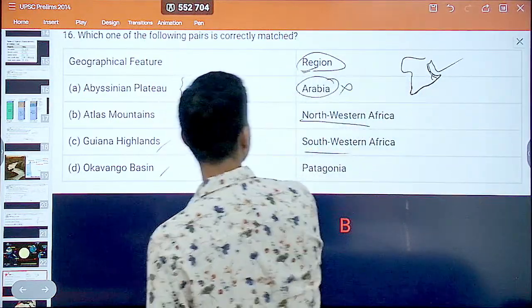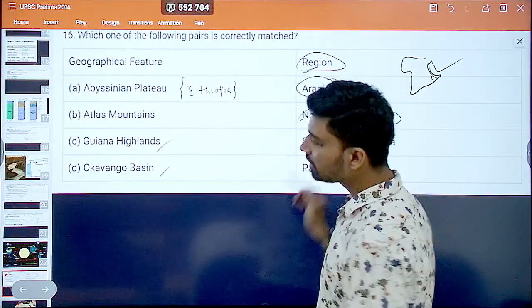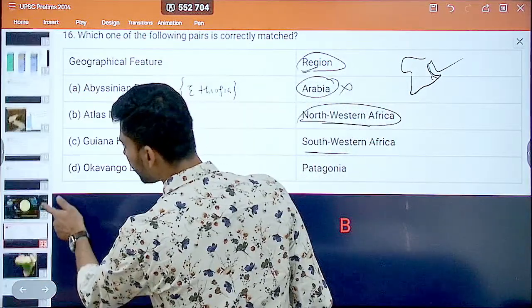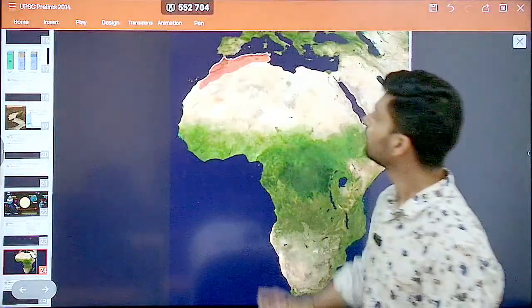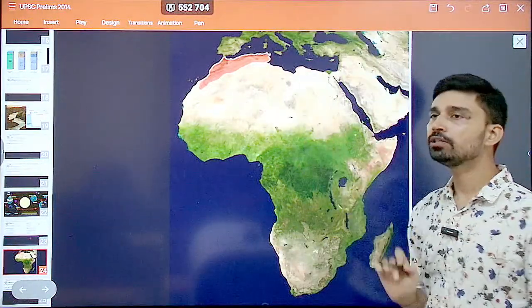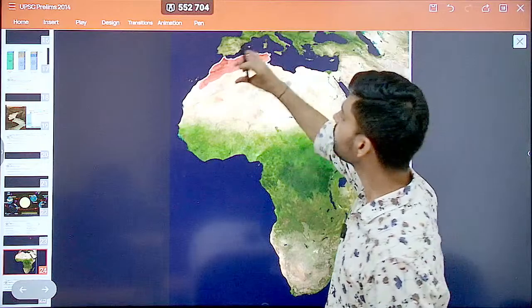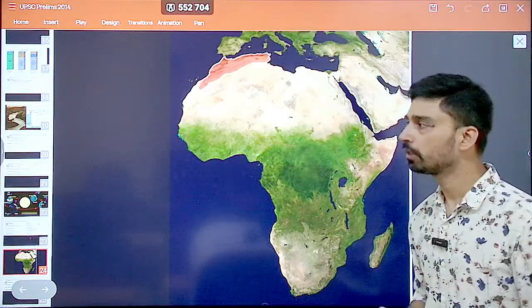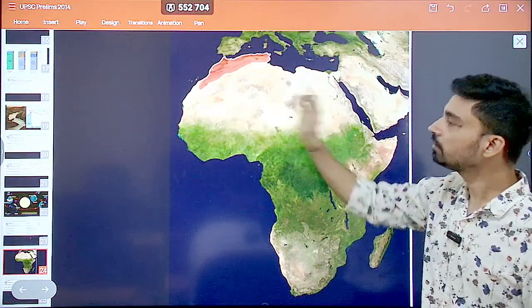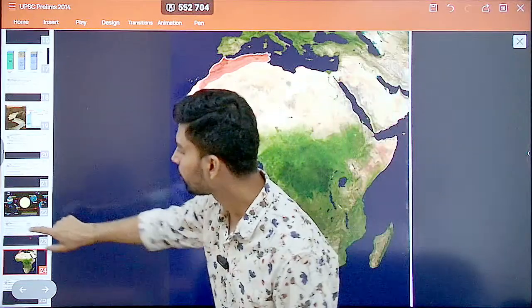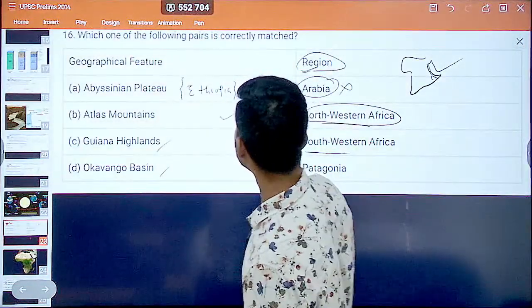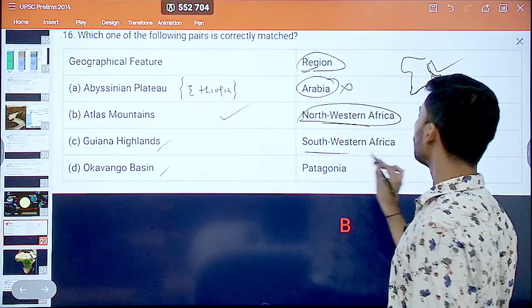Second is Atlas Mountain in northwestern Africa. Now, this is correct. If you look at the location or the map of Africa, this red shaded region that you are seeing here, this basically represents your Atlas Mountain. So, indeed it is situated in the northwestern part of Africa. So, second is correct. Third is Guinea Highlands, southwestern Africa.